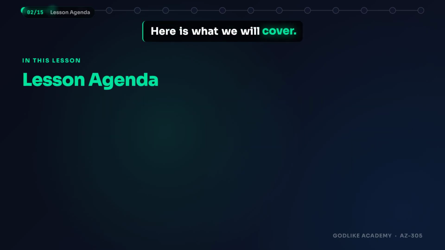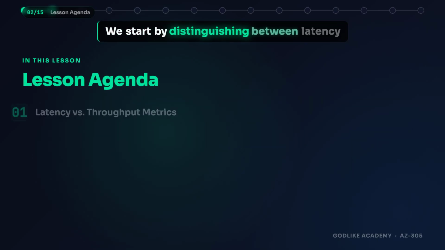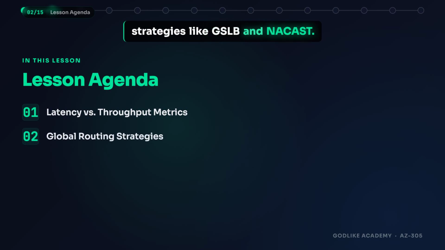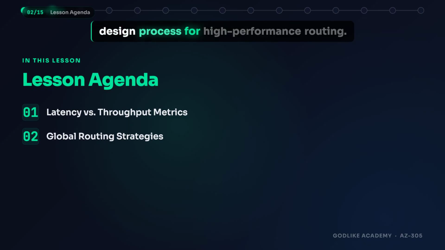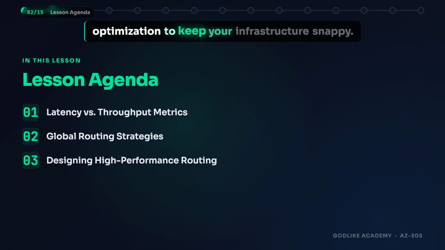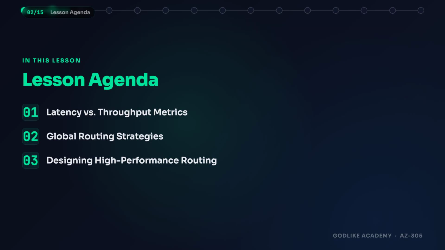Here is what we will cover. We start by distinguishing between latency and throughput, the two metrics that define user experience. Next, we look at global routing strategies like GSLB and Anycast. Then we walk through a step-by-step design process for high-performance routing. Finally, we discuss protocols and edge optimization to keep your infrastructure snappy.